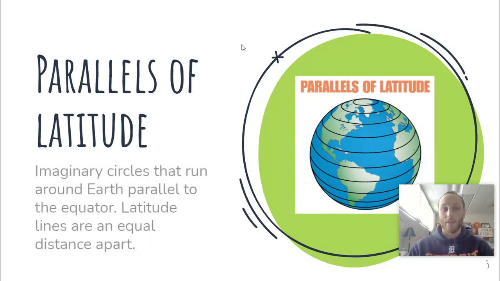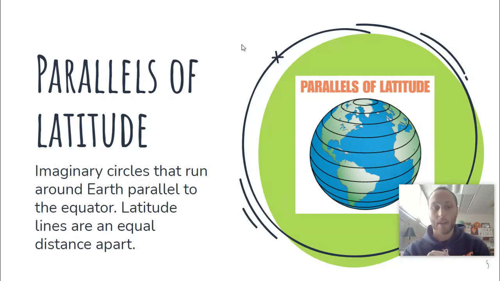So parallels of latitude are imaginary circles that run around the Earth parallel to the equator. Latitude lines are equal distance apart. So when we're talking about latitude lines, we are talking about these side-to-side lines that go around the Earth.